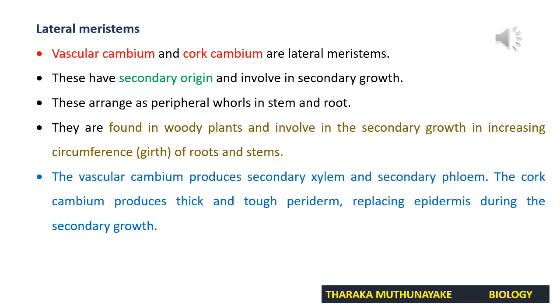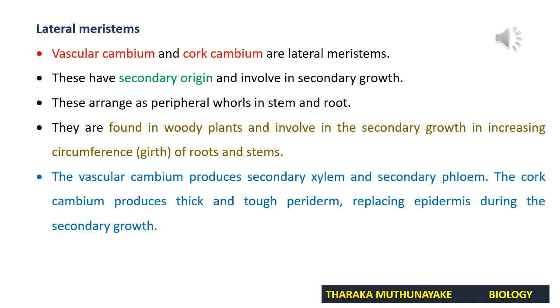So underline it or mark it in your note as a function. The function of lateral meristems is involvement in secondary growth, in increasing the circumference or girth of roots and stems. So earlier, what's the function of apical meristems? Apical meristems are involved in primary growth. That means they are involved in elongation of the shoot and root during primary growth. That's the function of apical meristem. So mark those or highlight those in your note.